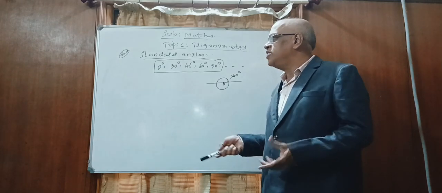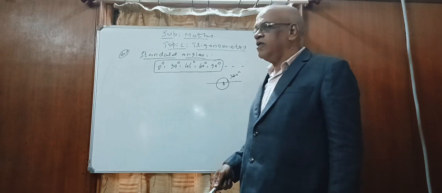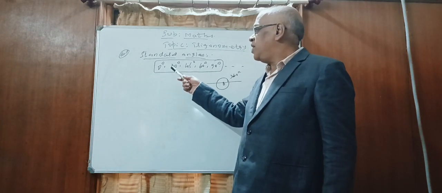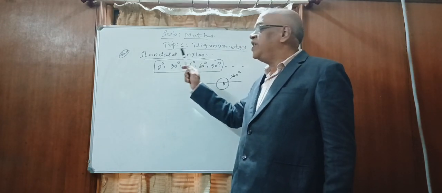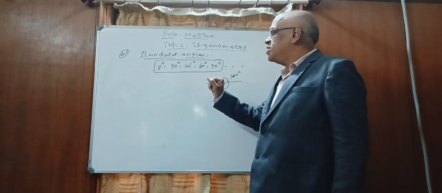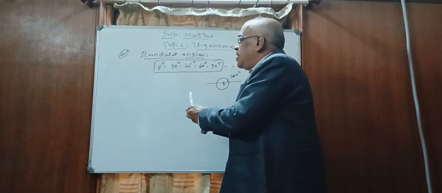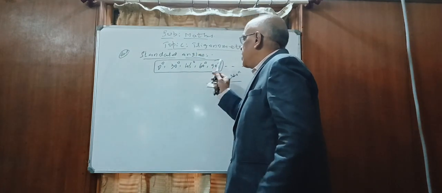For example, we know the values of only sin 0, cos 0, tan 0, cot 0, sec 0, cosec 0. We don't know the values of 15 degrees. Standard angles: we know sin 30, cos 30, tan 30 and so on. These are all called standard angles. How many angles? 1, 2, 3, 4, 5.